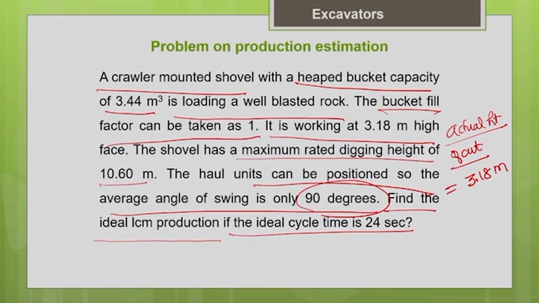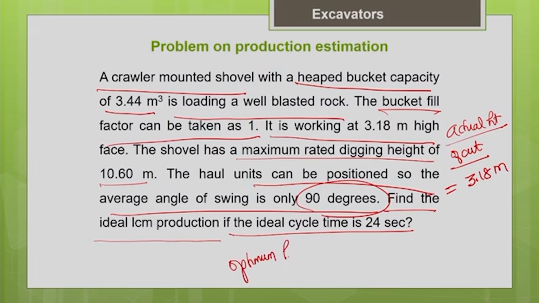So, since it is given ideal, it means the machine is going to work at a very high job efficiency, working for 60 minutes in an hour. So, you need not correct it according to the other job efficiency factors, because it is given ideal, it means it is working for 60 minutes in an hour. Now, let us see what is the optimum height of cut for this machine.